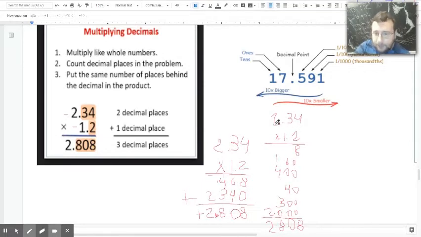And then you have to think about the decimals. We got 2 decimals here, and then 1 decimal here. That's 3 decimals total. So it has to have 1, 2, 3 decimals in the answer. So it's going to be 2.808. So that's, you can see why I like to do the left way better because it feels easier to me to have to do less steps.